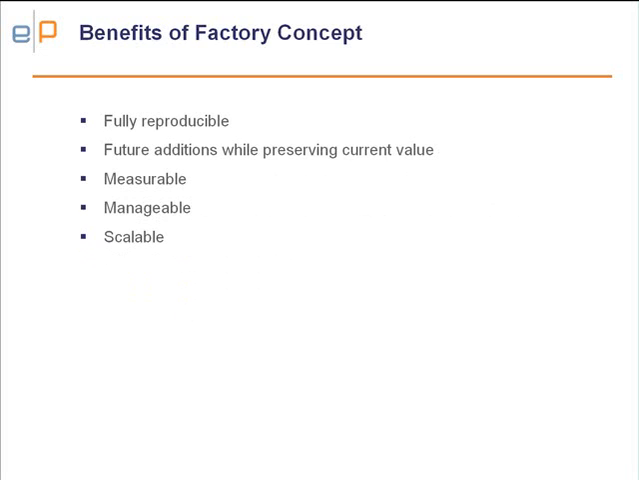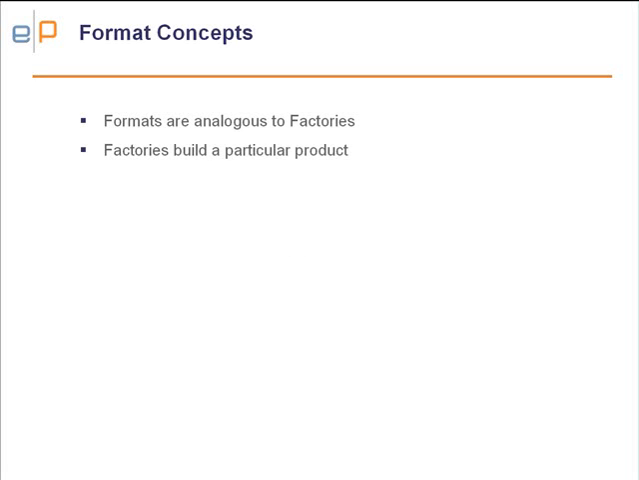And of course, we know there's benefits if you can get to this factory concept. It's reproducible, you can add on things, measurable, manageable, scalable, all that good stuff. Okay, talking pretty quick, apologize, but I know you guys are familiar with some of this. So now we know what we're trying to go for. How is the factory concept really realized in ePublisher?